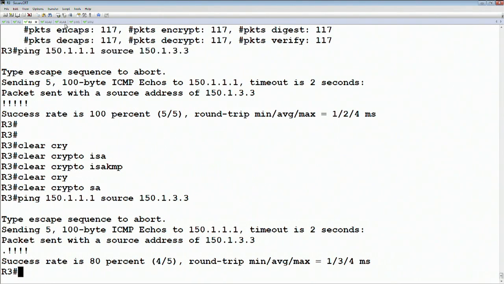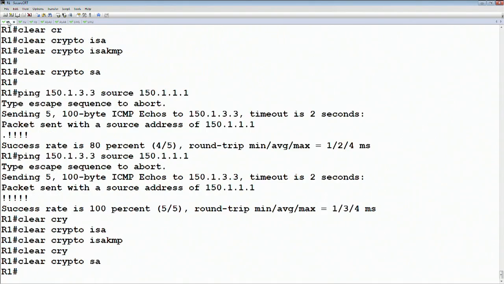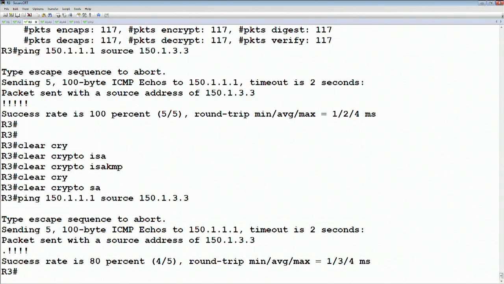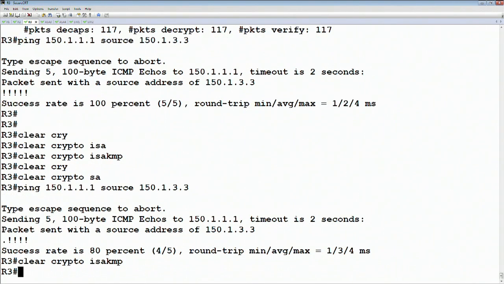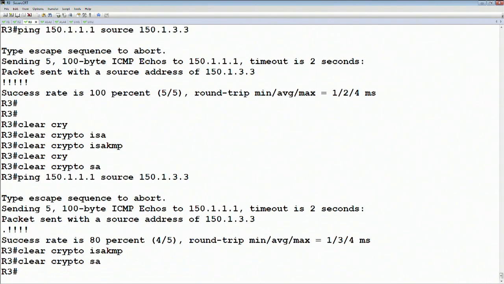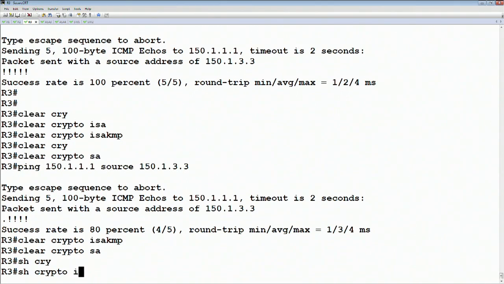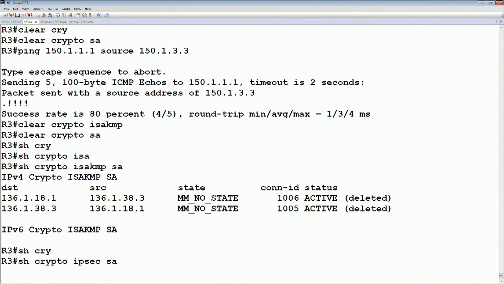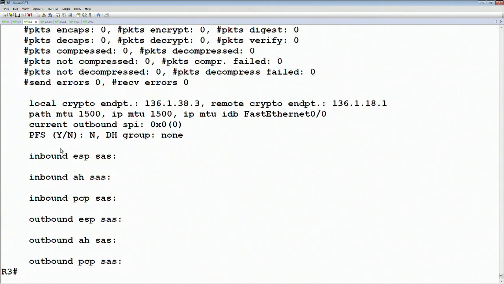And actually what I need to do is delete those connections on the ASA. So let's do that again. Let's clear the SAs. Clear crypto ISAKMP, clear crypto SA. Show crypto ISAKMP SA. Okay, it says phase 1 is deleted. Show crypto IPsec SA. We should see that there's no inbound, there's no outbound SA. So all the state is now deleted for the tunnel.